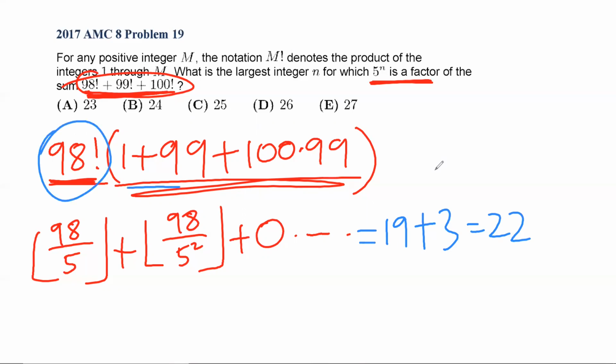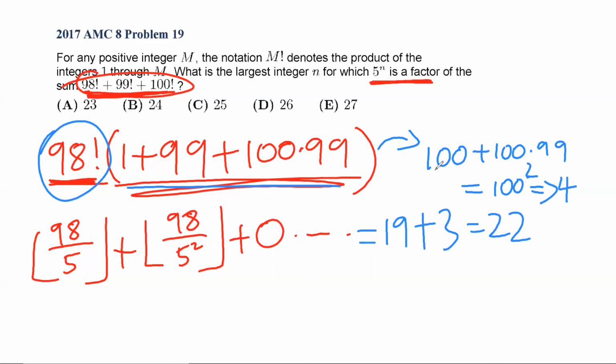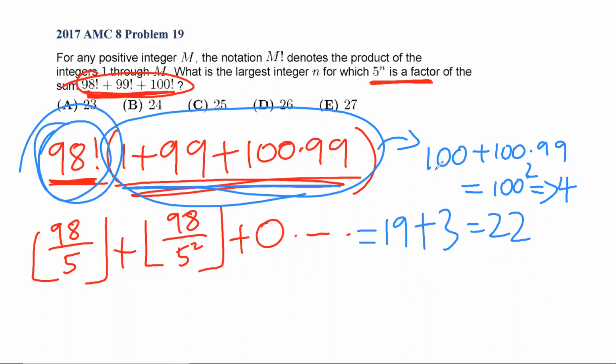Now we look at this number, and this number should be easier because that number is just 100 plus 100 times 99, which is just equal to 100 squared. And 100 has 2 5s, which means that 100 squared is just going to have twice that, or 4. And so because you have 4 5s here, and you have 22 5s here, 22 plus 4 is going to be 26. So there's 26 5s in total.